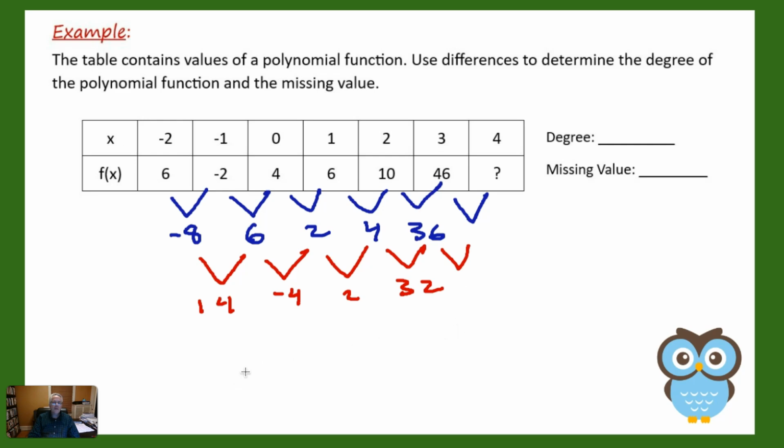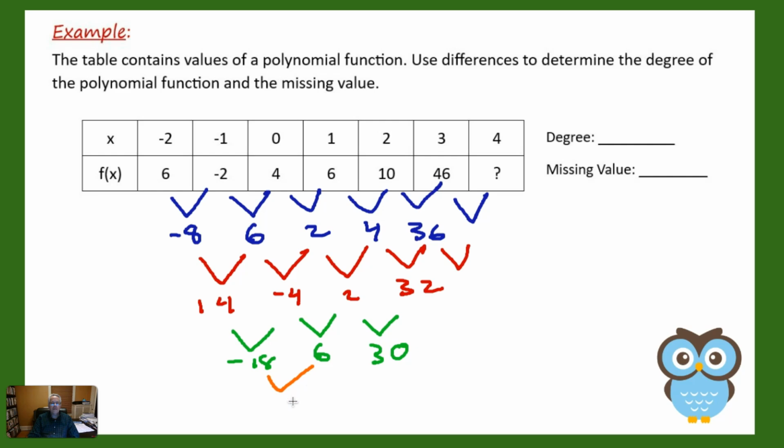All right, well, unfortunately, I still don't see much of a pattern here. So we took the first differences, the second differences. Now we're going to move on and take the third differences and hope that we see something. Negative 4 minus 14 is negative 18. 2 minus a negative 4 is 6. And 32 minus 2 is 30. All right, those were the third differences. And not really seeing anything yet, but I'm not going to give up. I'm going to go ahead and find one more.